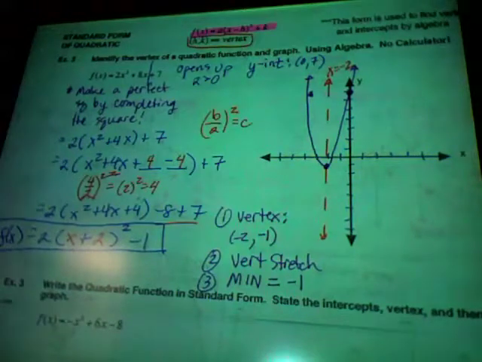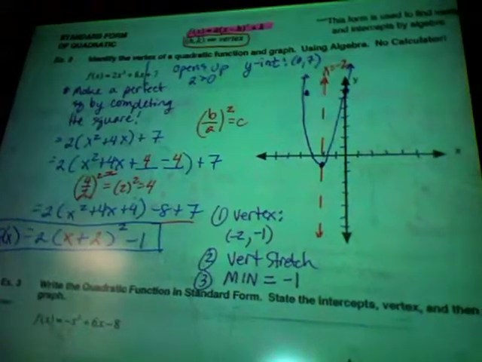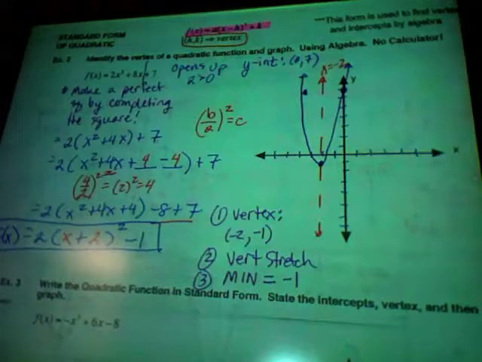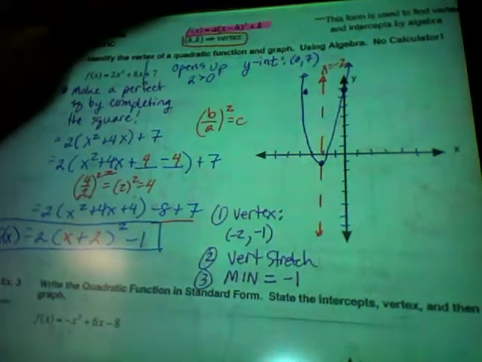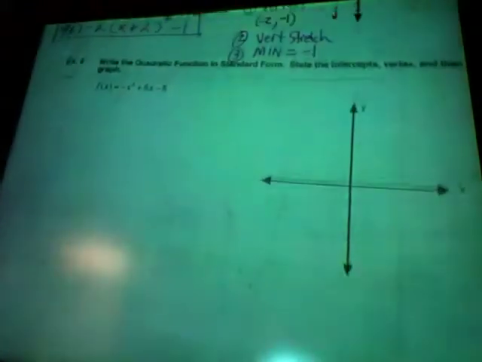All right, so have I done everything they've asked me to do? Yep. Did it turn out the way we expected? Yeah, it's a semi-stretch shape, isn't it? Opens up. All right, look at the next one. See how it's different. Write the quadratic function in standard form. So isn't that the same as before? State the intercepts, the vertex, and then the graph.